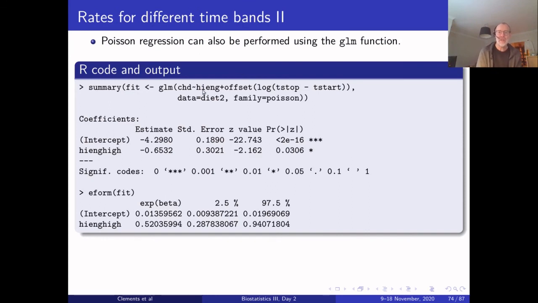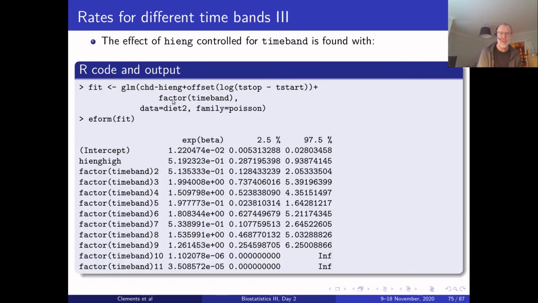Then we can do an adjustment here for a GLM, adjusting for high energy, for the person time exposed on an individual level, and then we can get a log incidence rate ratio or a rate ratio using the eForm function. However, this does not adjust for time. To adjust for time, as an example, we can include a factor here.